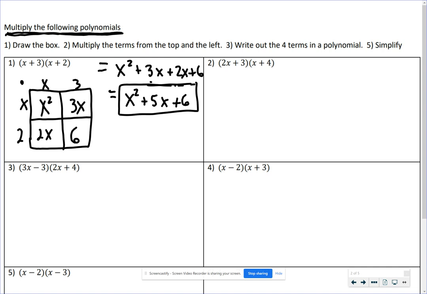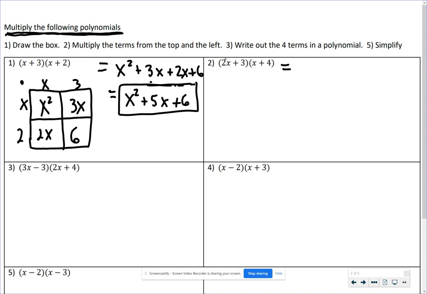All right, number 2. I'm going to actually do this one without the box. Now, I'm going to do the remainder of them with the box, but this one I'm going to do without the box. And if you want to do that as you work through these multiplication problems on the assignment, you're welcome to do this. Just use the distributive property.